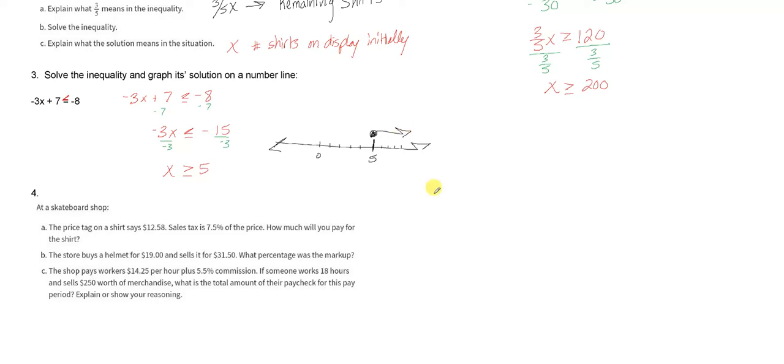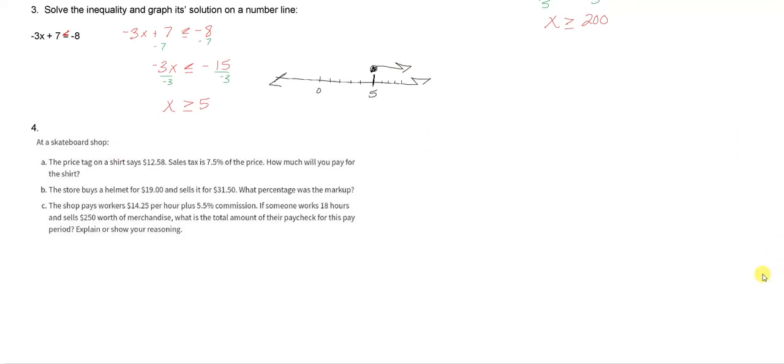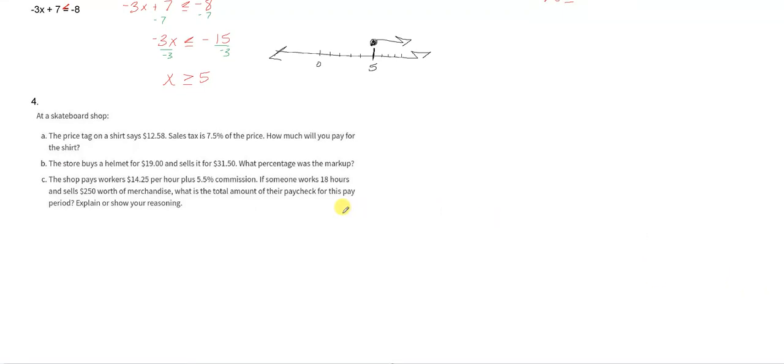So that's number 3. Looking at number 4, we have some old-fashioned percent problems. So let's look at the skateboard shop. The price tag on a shirt says this. Sales tax is this. How much will you pay for the shirt? So let's set up a quick double number line for part A.